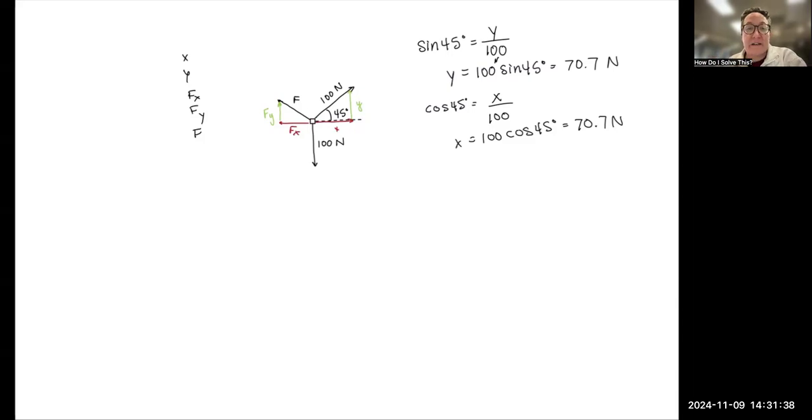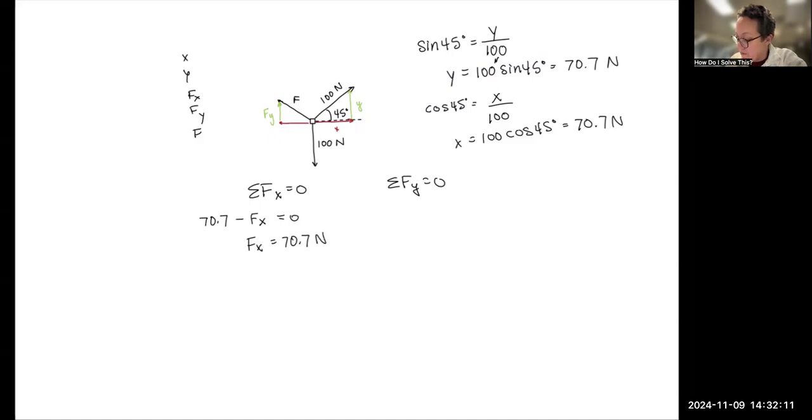So now we have everything broken down. We can do our net force in the x direction equals 0 and net force in the y direction equals 0. In the x direction, what do we have going on? We have little x, which is 70.7 newtons, and that's positive, minus fx, and nothing else, so equals 0. So fx is 70.7 newtons, and it is to the left.